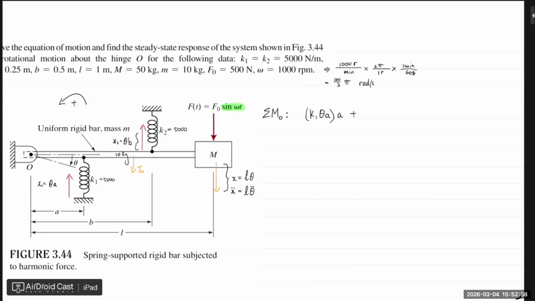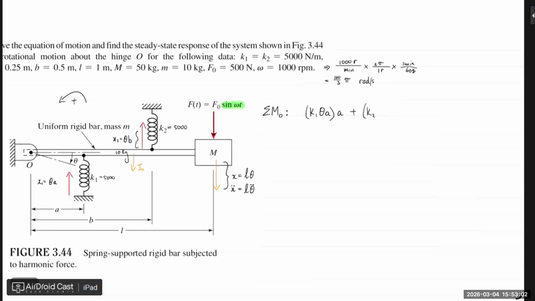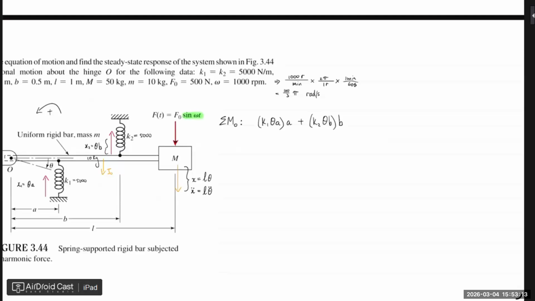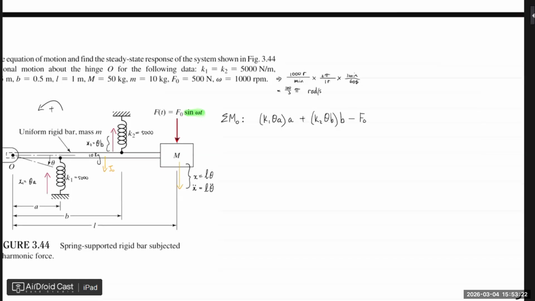Plus that second force is K2 multiplied with X2, which is theta B, but also multiplied with the length of B. Then the other red force is the applied force, the forced force, which is F0 sin omega t. But that's just the force. It needs to be multiplied with L.